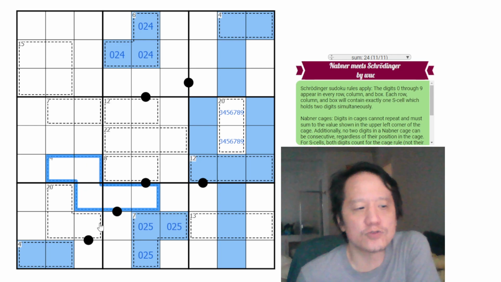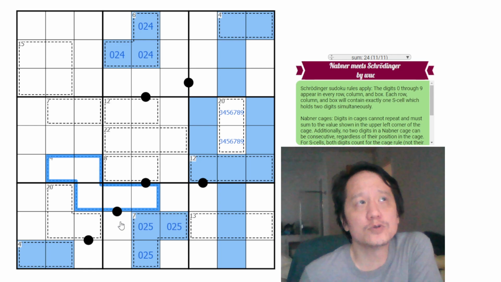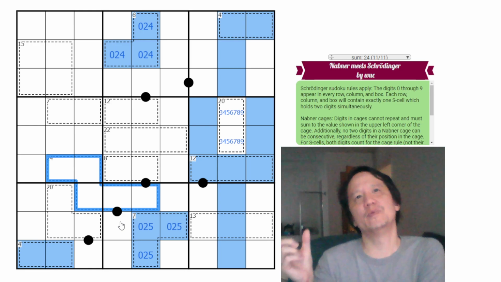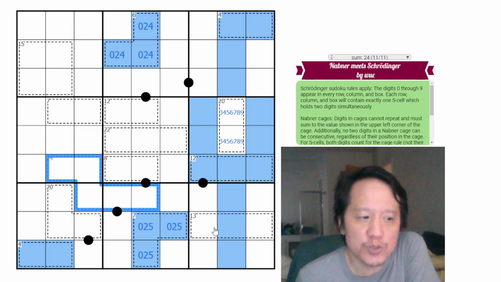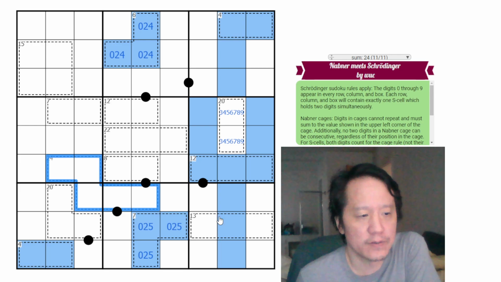24. Now this is interesting. I don't think any of them can be Schrödinger, right? You could have at most 0, 2, 4, 6, 8, 4. Yeah, but you can only move 1 up. So you can't have 6 cells here. So this has to be 24 specifically. And it goes from 0, 2, 4, 6, 8, which would be 20, up to 1, 3, 5, 7, 9, which is 29.